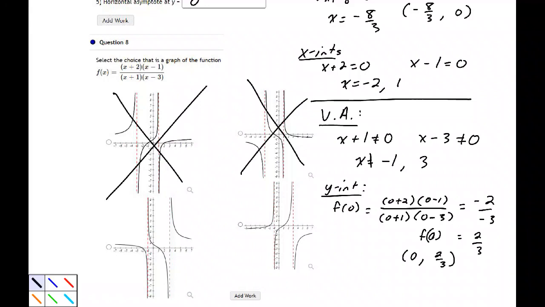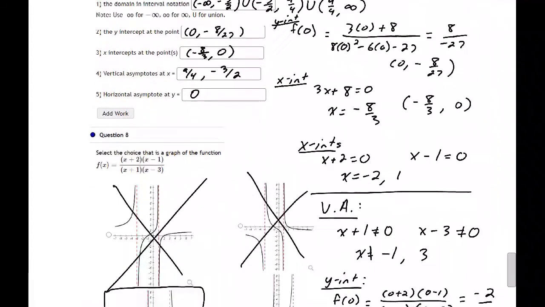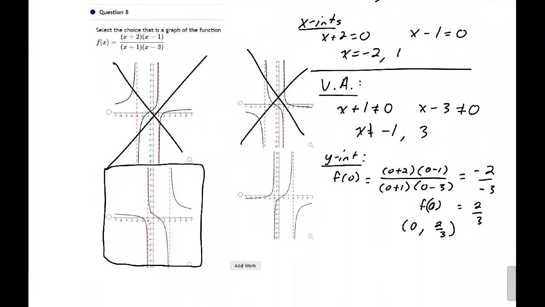Now, of those two lower functions, only one of them has a positive y-intercept, and that is the bottom left function. Now, the work that I've done for both of these questions, of course, needs to be placed where the add work is. All right, but now we can take those characteristics, and that narrows down our choices for our graphs.